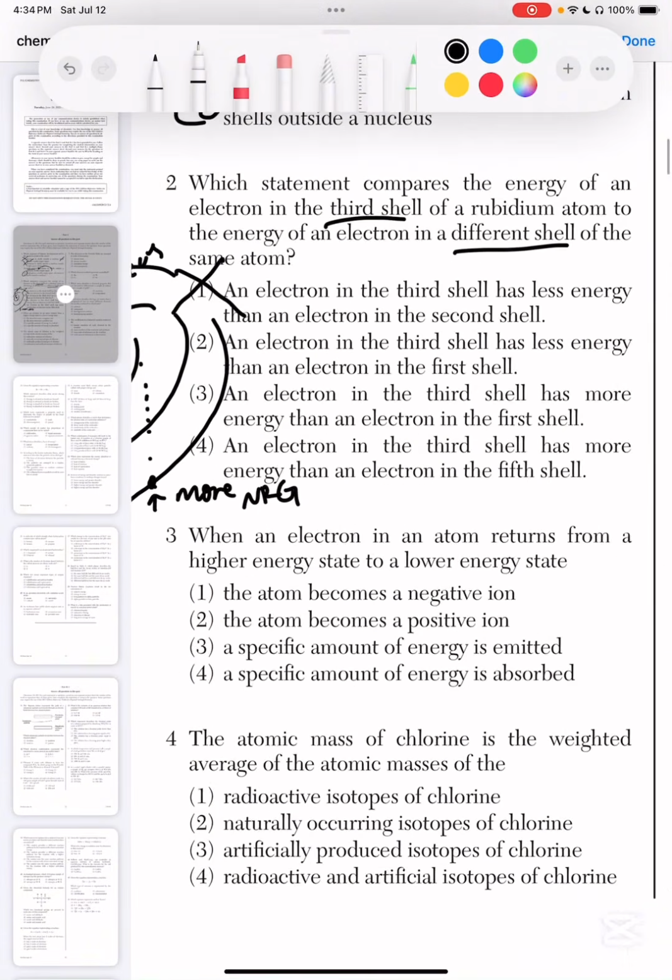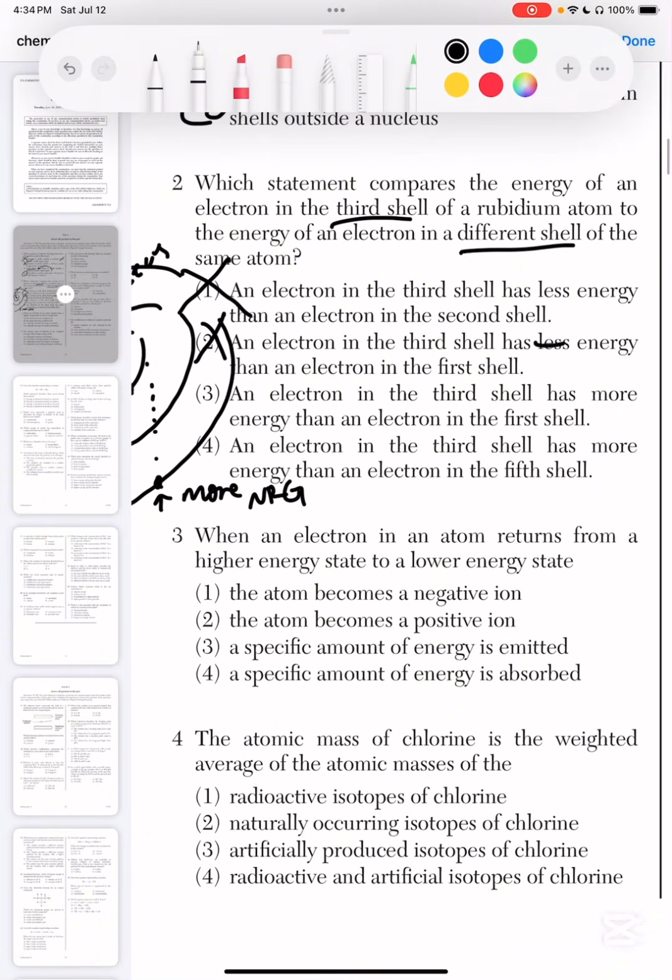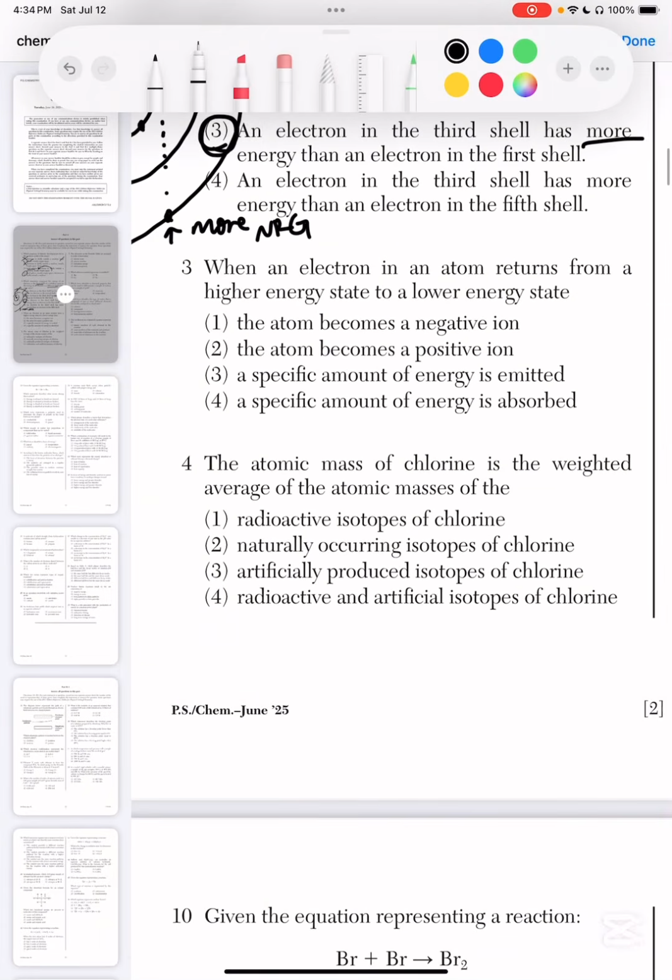So let's read the options again. An electron in the third shell has less energy than first shell. That's also not true. It would have more. Third shell has more energy than electron in the first shell. This is correct. It has more energy than an electron in the first shell.